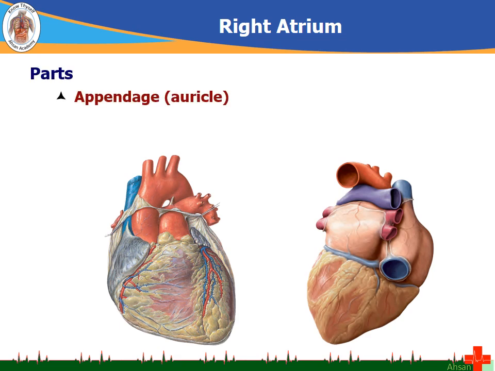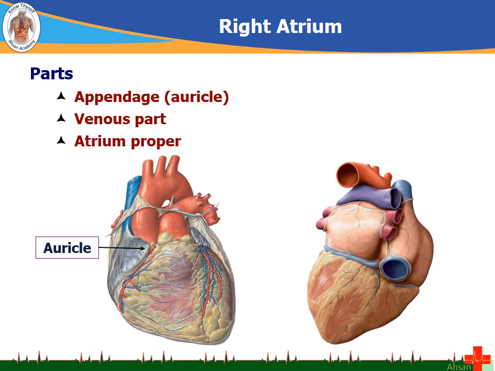This atrium has a small projecting part from the main part. It is known as the auricle, and this is shown by the labeling. This is a conical projection from the main atrial part. It is also known as the appendage. This venous part and the atrium proper are also separated on the surface by a linear groove. This is known as the sulcus terminalis.